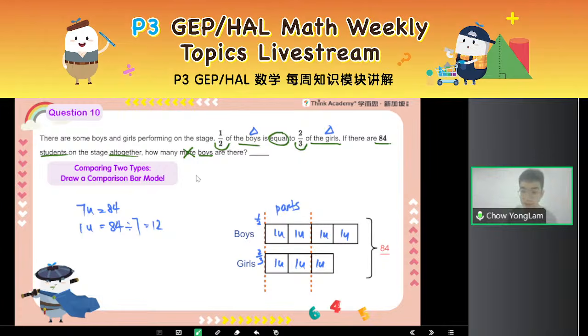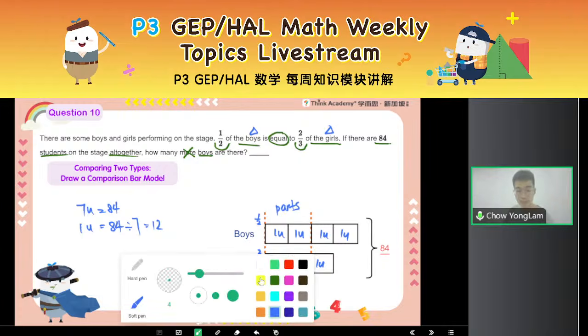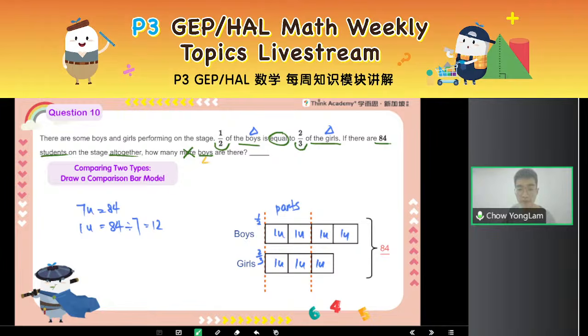Finally, you just need to find out what the question is asking. The question is asking how many boys there are. So focus on the boys. There are 1, 2, 3, 4. 4 units equals 4 times 12 equals 48. So there are 48 boys.